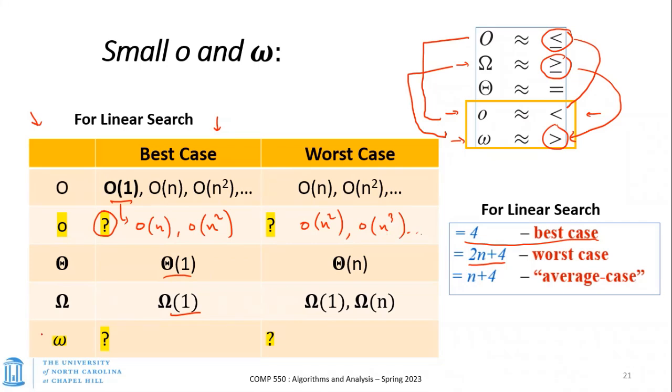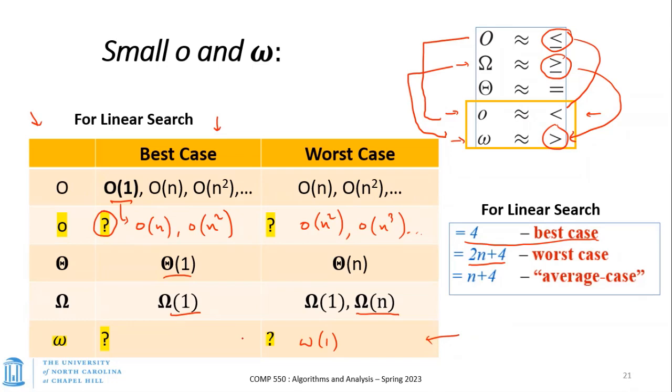What about for the omega notation? Okay, so let's do this one first. What would be the omega notation for the worst case? So 2n plus 4 has to be strictly greater than the small omega notation. So what would that be? Small omega of 1, right? So it can't be small omega of n, right? Because that wouldn't be strictly smaller than.